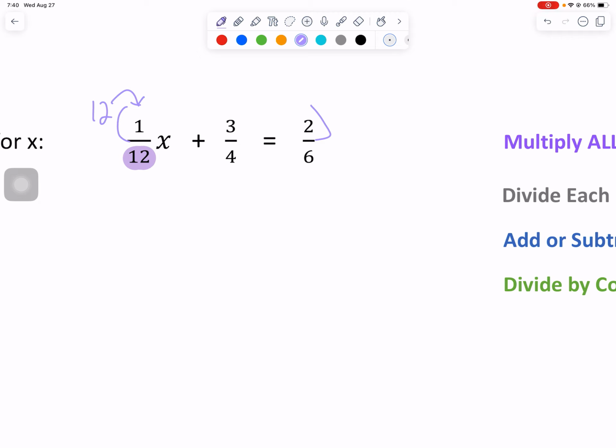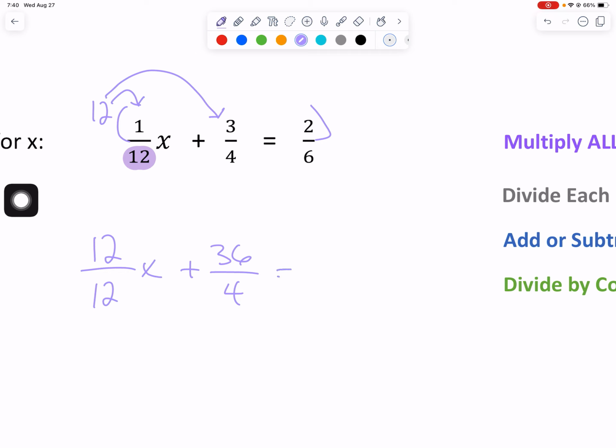12 times 1 is wonderful, 12. Set it over the original denominator, which is 12. And bring the x down right next to it with it. And again, we're just going to drop our plus here. And then we're going to do 12 times 3, which is great job, the triple dozen, 36. And we're going to set that over the 4. Bring down your equals, and then we'll do 12 times 2, the double dozen, 24. Set that over the 6.